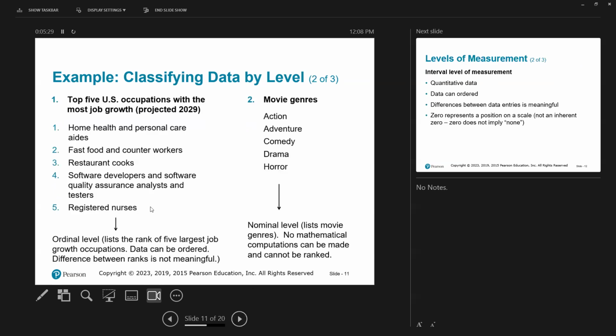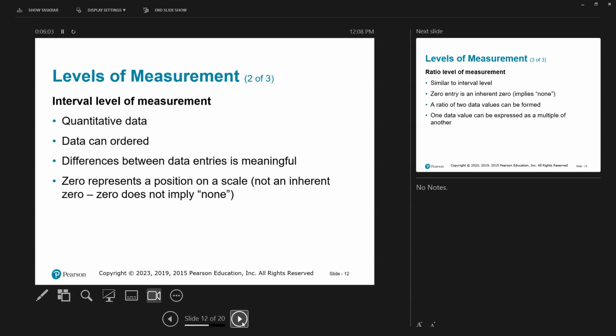Let's check our answer. So they said that this group of data is ordinal level because they list the rank of 5 largest job growth occupations. And data can be ordered. The difference between rank is not meaningful. So the very first one that they're expecting the most job growth is home health and personal care aides. But when we look at the second portion here, this is a nominal level. This only lists the movie genres, and there is no mathematical computation here, and you cannot rank this data.